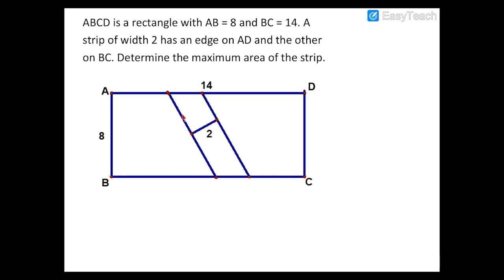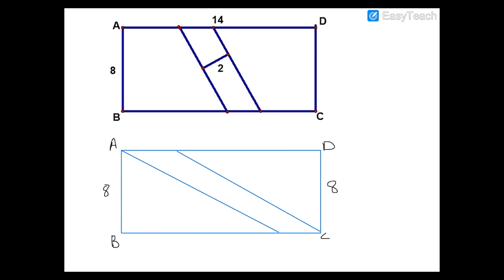Now we need to construct these two opposite sides in such a way that they have the longest length possible. Okay, so let me just construct that quickly. Okay, here's our rectangle, and I've constructed these two opposite sides of this strip in such a way that they have the longest possible length. Okay, now I'm just going to call this E, and I'm going to call that one F.